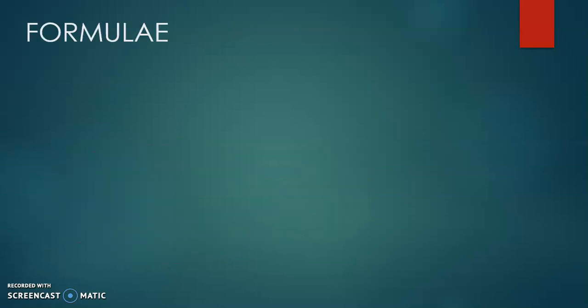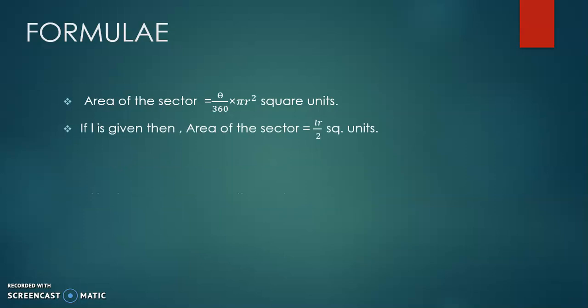Next one, we are going to recall the formulae. First one, area of the sector is equal to theta by 360 into pi r square units. Here for area the unit is square unit. Next one, if L is given, then area of the sector is equal to LR by 2 square units. Both the formulas we can use to find area, but according to the problem we have to use the formula. If theta is given, we have to use the first one. If L and R is given, you have to use the second one.